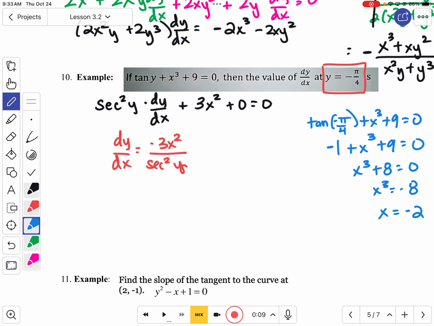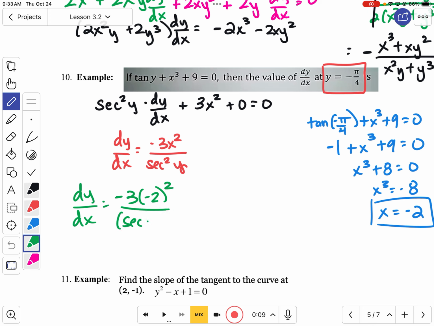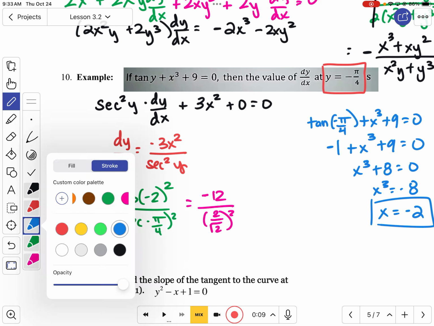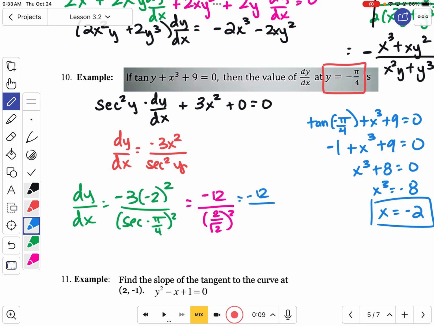Okay, now we've got what we need to evaluate the derivative. So let's finish it up. So dy/dx is going to equal negative 3 times negative 2 squared over the secant at negative pi over 4, and we're going to square that too. All right, a little nasty arithmetic. Negative 3 times 4 would give me a negative 12. Secant at negative pi over 4. Secant is the reciprocal of who? Cosine. Cosine in the fourth quadrant would be positive. So I just want to flip that. So I've got 2 over the square root of 2, and we're going to square it. So that's going to give me negative 12 over 4 divided by 2, or negative 12 over 2, which is negative 6.